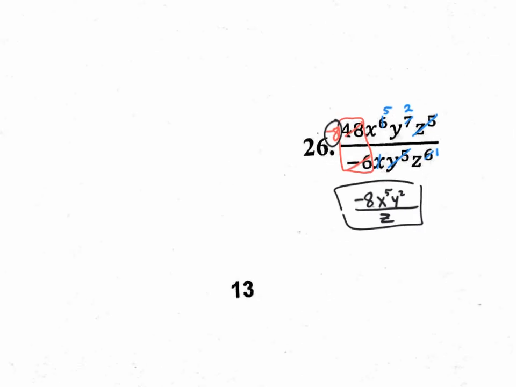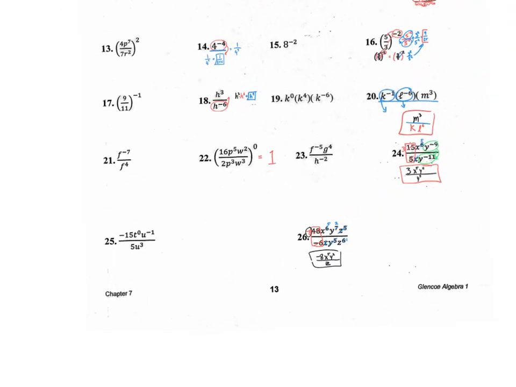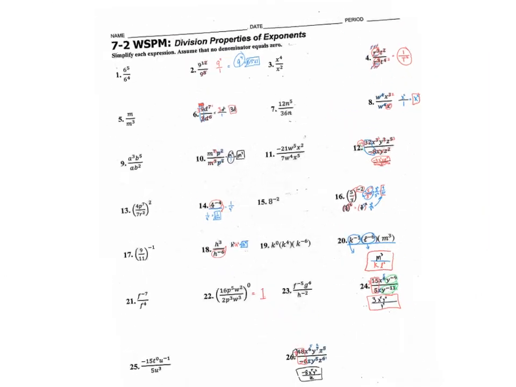On the other video, you had all the odd ones explained. So you have every single question explained on this worksheet 7.2.